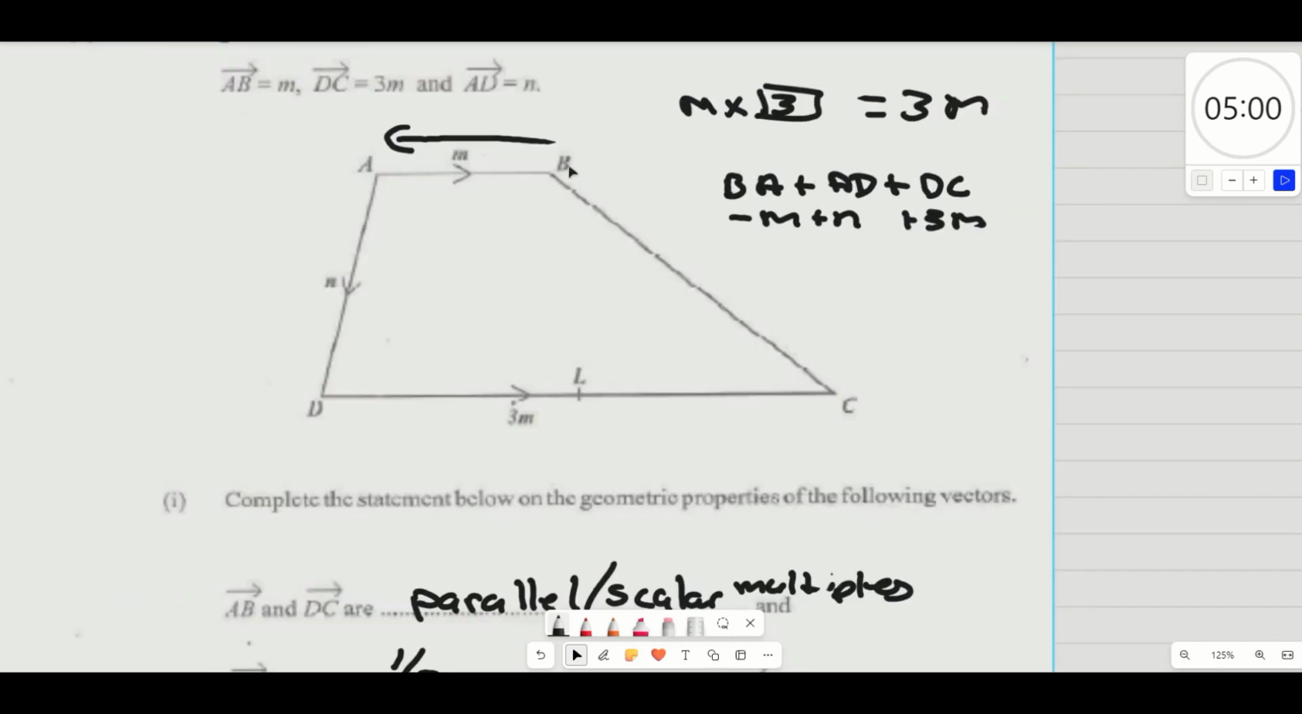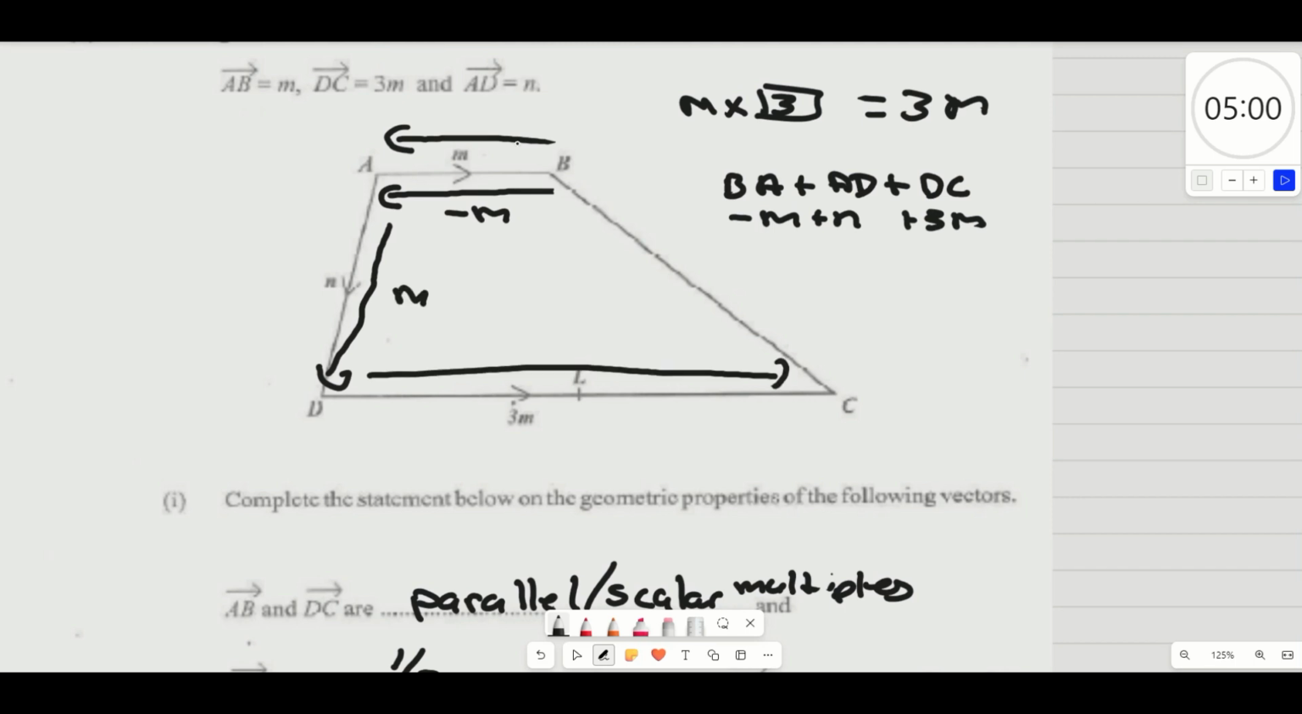We're starting from B, so B to A is negative M. If we're going in this direction, that is negative M, and then we're going in the same direction as the image, so that is N, and then we're going in this direction, which is the same direction as DC, which is 3M. So you just combine all of these and you would have gotten what BC is.